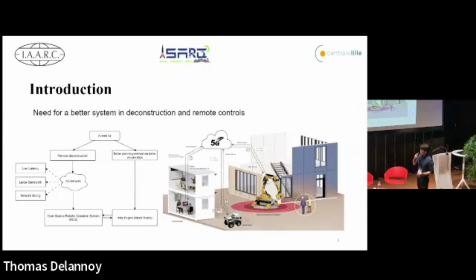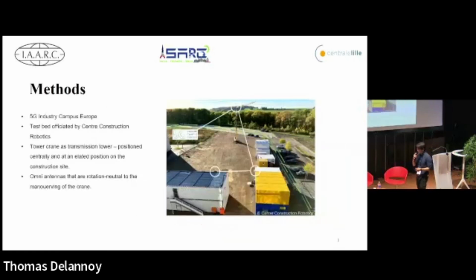And network slicing, you can understand as more of a task distribution within the 5G networks. When we have remote planning, we need to have a visualization, and this can be done using the Unity engine for mixed reality. For our experimental setup, we will be running this in the 5G Industry Campus Europe, which is known as 5G ISE as well. For us, the tower crane acts as a transmission tower, and this is positioned centrally and usually at an elevated position on the construction site.